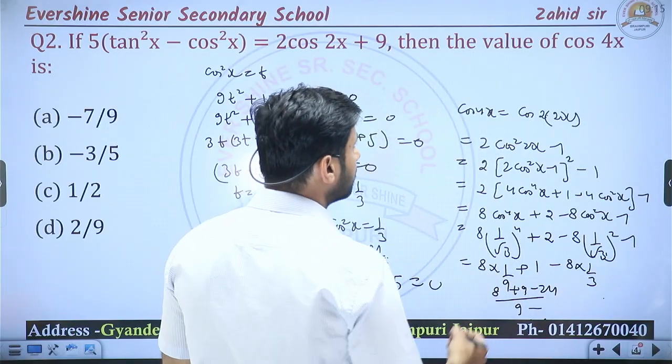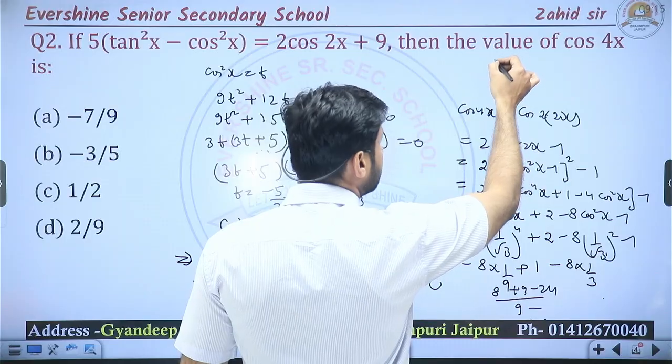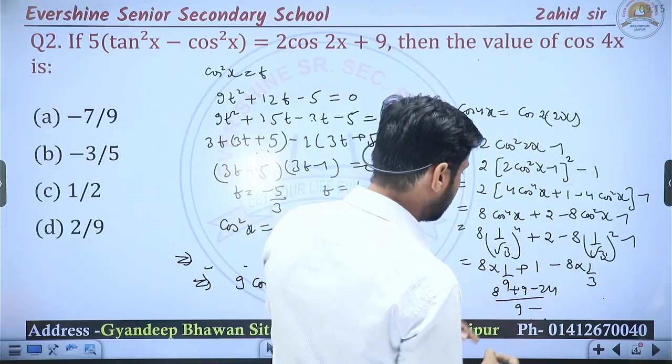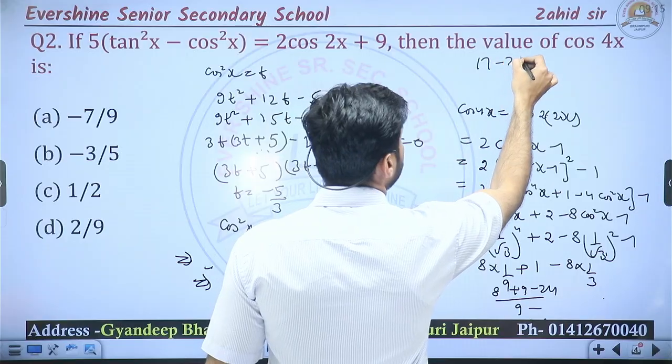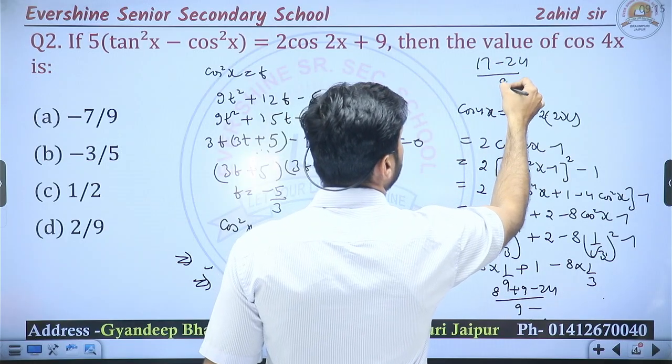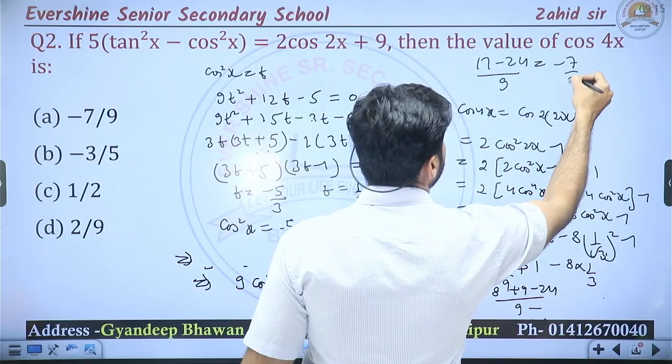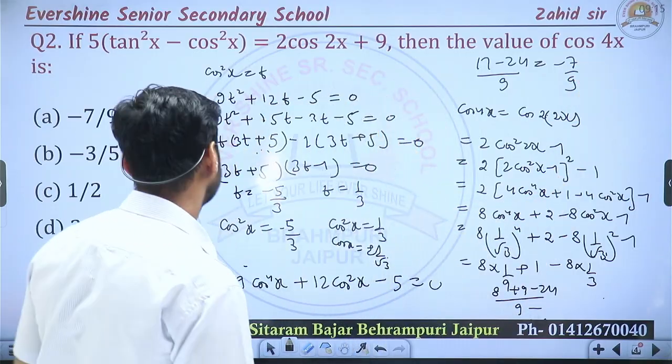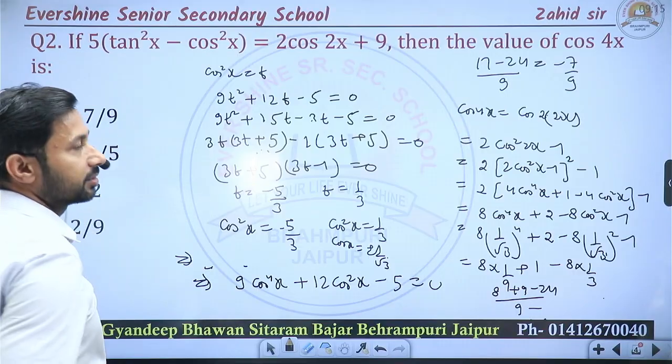Okay, so I'll be getting 8 plus 9, 17. 17 minus 24 upon 9, that will be minus 7 by 9. Okay, minus 7 by 9. That means option A is the correct option. Clear?